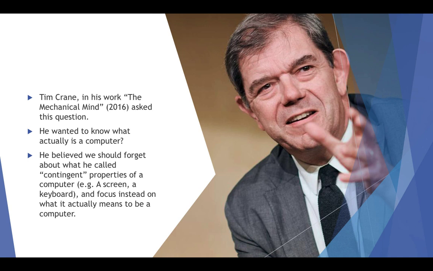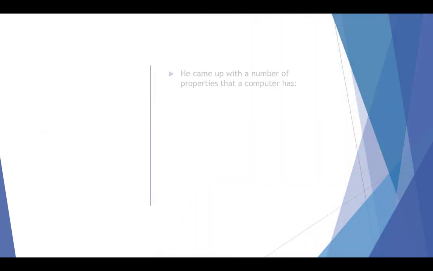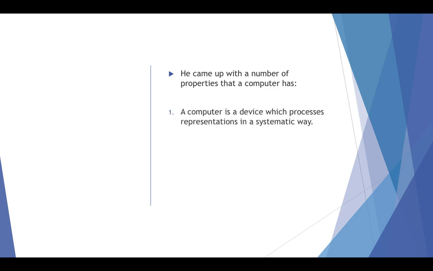So these are things that would be called contingent properties of a computer. What we want to know is what are the actual properties that every computer has. Okay, what is necessary for it to be a computer. And he came up with a number of properties that a computer has. So a computer is a device which processes representations in a systematic way. It is an information processor.